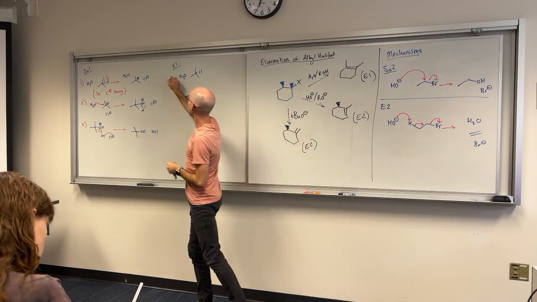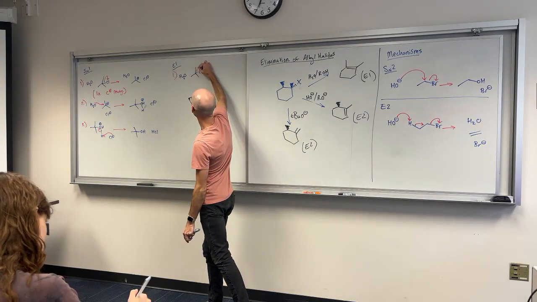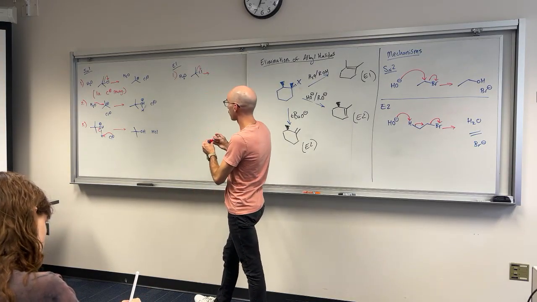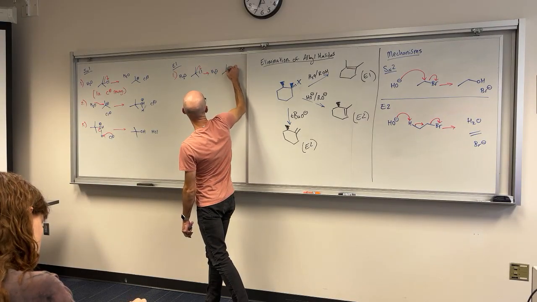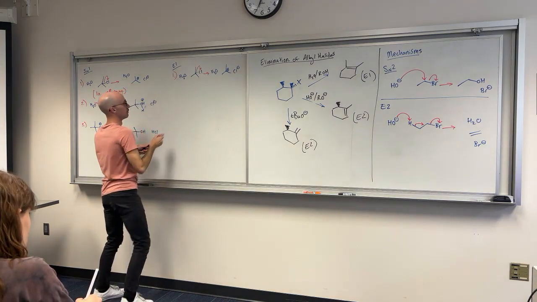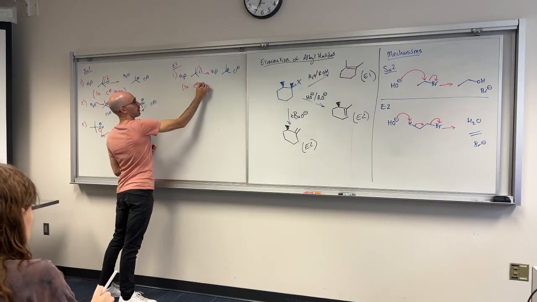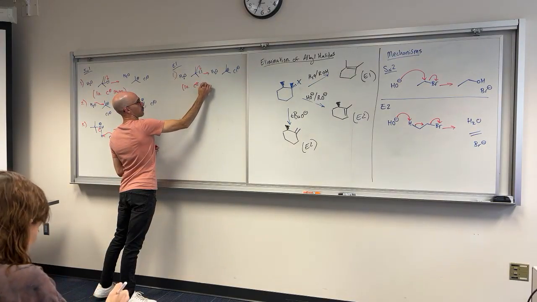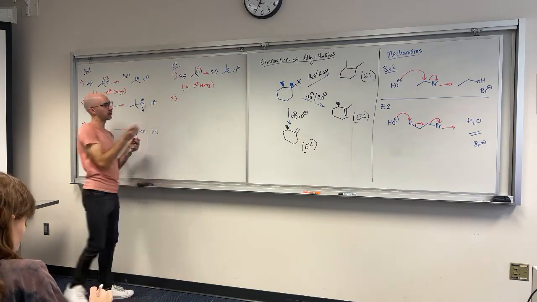In E1 reactions, step 1 is exactly the same. A leaving group leaves and a carbocation is made. Step 1A is the same. Carbocation rearrangements. None to be shown here.